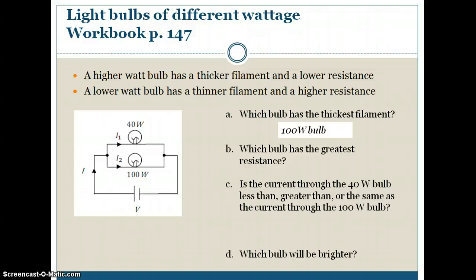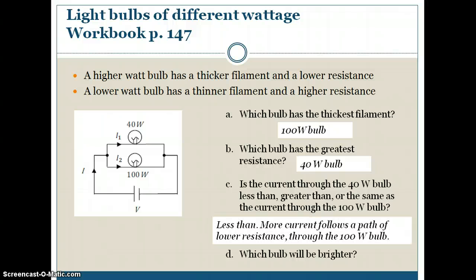So that's going to be the 100 watt bulb. Which bulb is going to have the greatest resistance is the one with the thinner filament, which is the lower watt bulb, or the 40 watt bulb. And is the current in the 40 watt bulb less than, greater than, or the same as the current in the 100 watt bulb? And there you have to think about more current tends to follow the path of lower resistance. So in this case, that is going to be through the 100 watt bulb, since that has the thicker filament and the lower resistance.